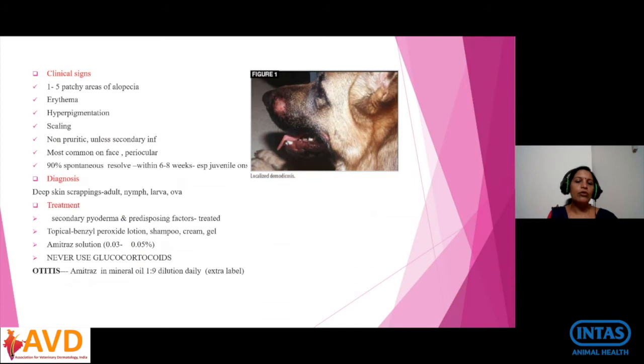Diagnosis, we have to do the deep skin scraping, and in the case of Demodex, when we take the deep skin scraping, always take some mineral oil or liquid paraffin, which will help to attach the debris to it. And we have to squeeze the skin to excrete the mite that is present in the hair follicles or sebaceous glands. And also, we have to take multiple scrapings. In this, we can see adults, nymphs, larvae, and ova.